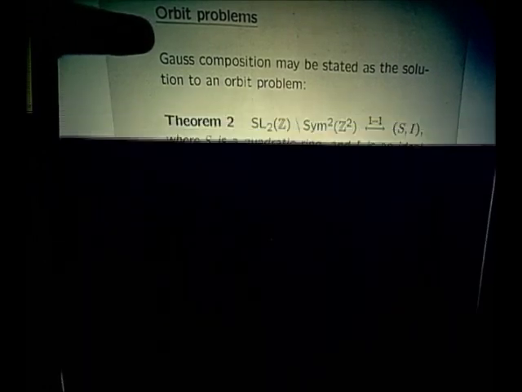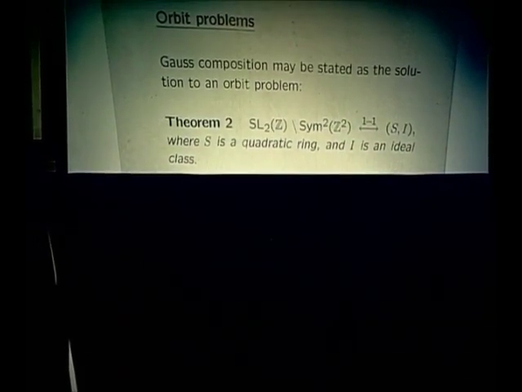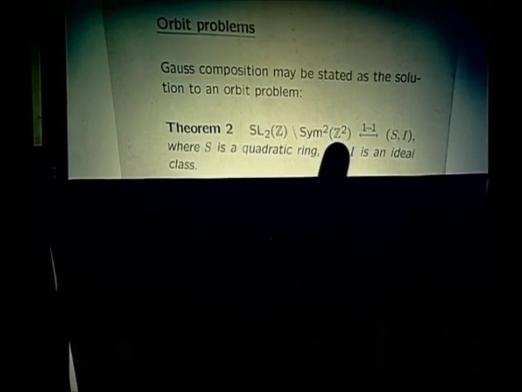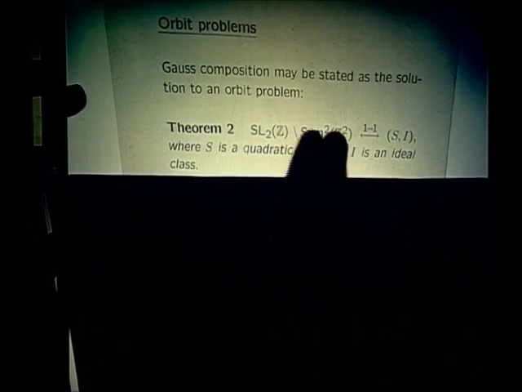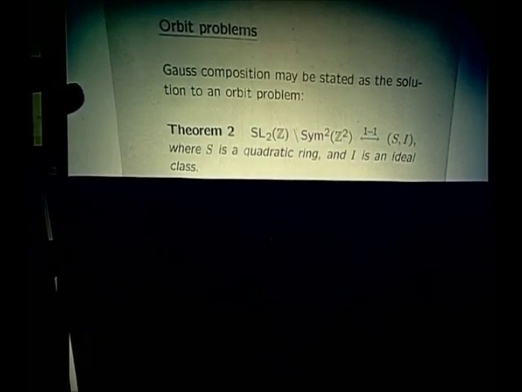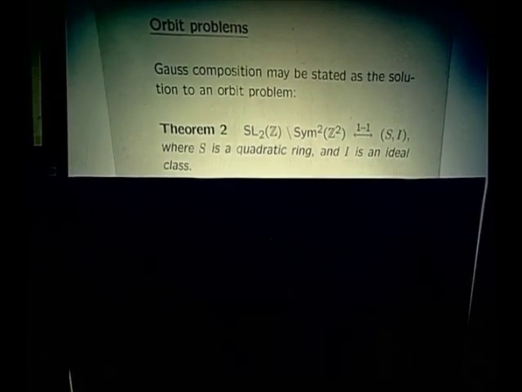And the way you can think of Gauss composition is as follows. Sym2Z2 is just a notation for binary quadratic forms. It's the symmetric square of the standard representation of SL2. If you look at the space of binary quadratic forms, modulo the action of SL2Z, then what Gauss is saying is that these orbits are in one-to-one correspondence with pairs S comma I, where S is an order in a quadratic field and I is a narrow ideal class in that quadratic order.